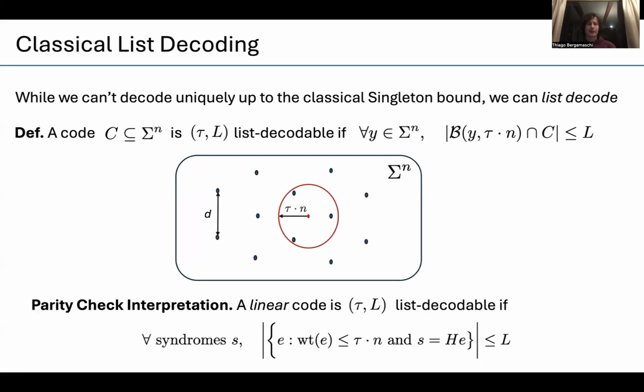Now, there's a kind of nice interpretation to this statement when C is a linear code. So linear codes are specified by parity check matrices, H, and H is said to be tau L list decodable if there's at most L errors of bounded weight which agree with any given syndrome. So a syndrome here is just the product of the parity check matrix and the error.